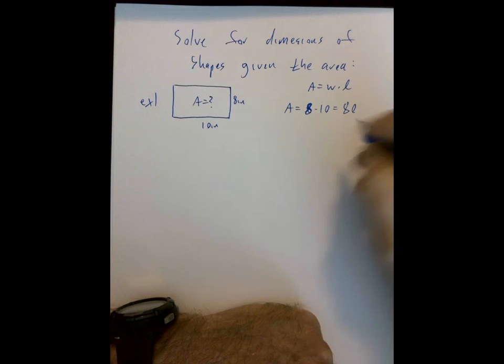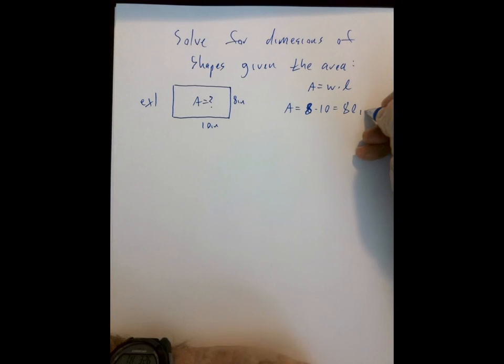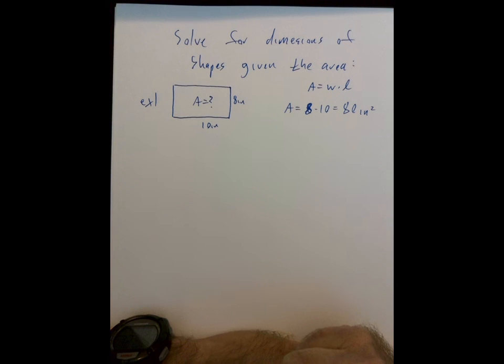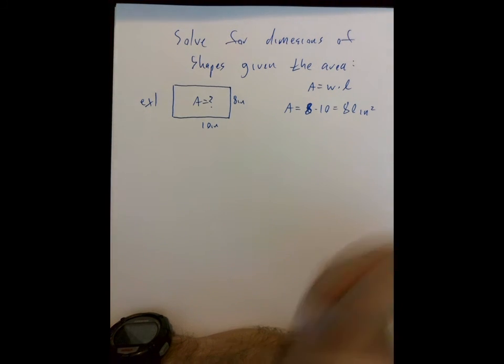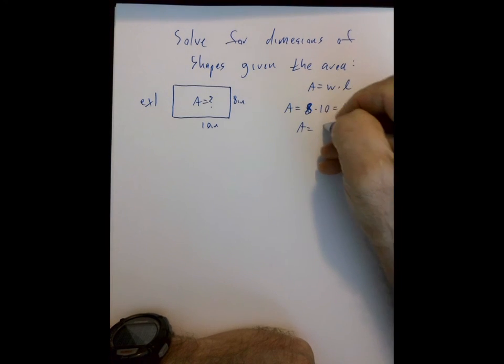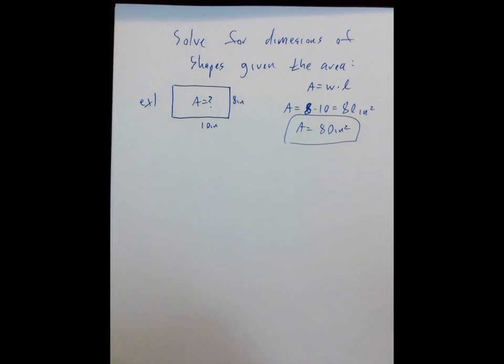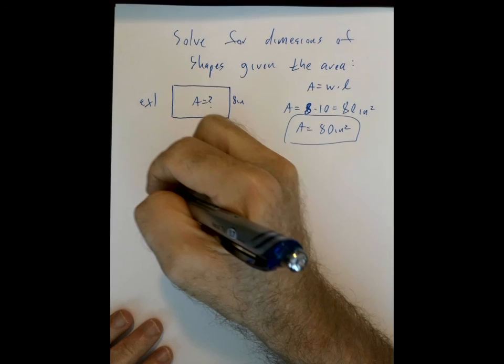That's equal to 80. Inch times inch, since it's area, that's going to be square inches, right? So our answer is 80 square inches. Now, that's something we did on previous homeworks, and I hope that looks familiar to you. Okay, but let's say we had this.